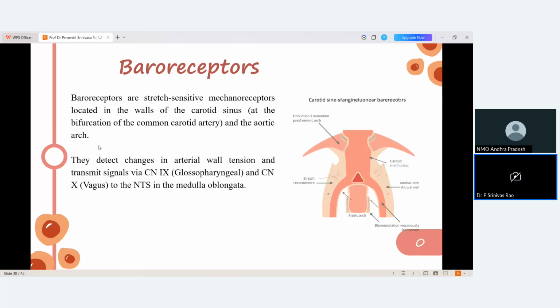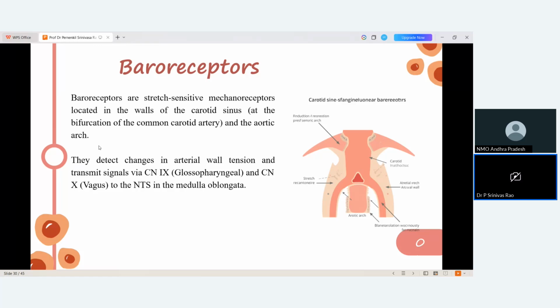They detect changes in the arterial wall tension and transmit signals via cranial nerve 9 and cranial nerve 10. In your practicals, you have to know all the cranial nerves. This time in practicals I have seen some of you don't know the cranial nerves. When cranial nerve 1 is asked, you should know what test you have to do. So you have to be thorough with the cranial nerves. Cranial nerve 9 is glossopharyngeal. Cranial nerve 10 is vagus.